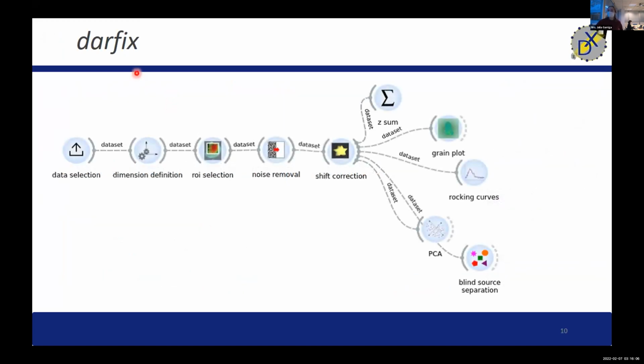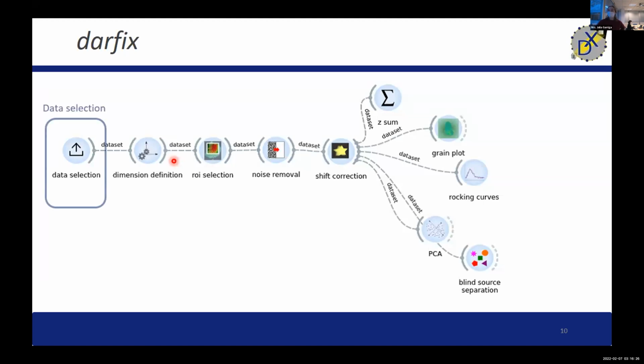So here you can see an example of a workflow in Orange. You have several nodes linked together through an object called dataset. This object contains all the needed information for the analysis. Darfix can be divided in 3 different parts.